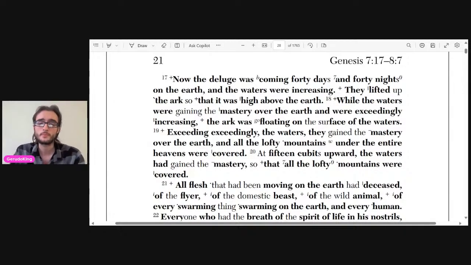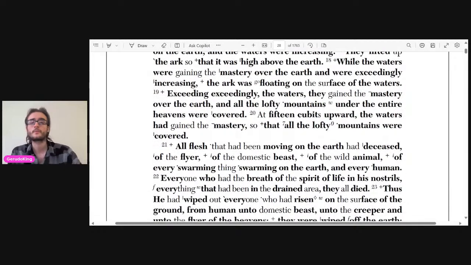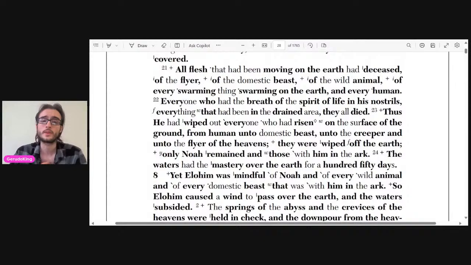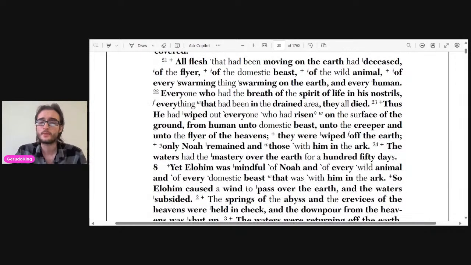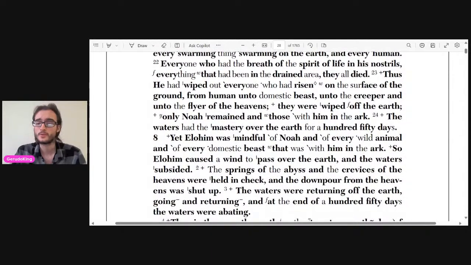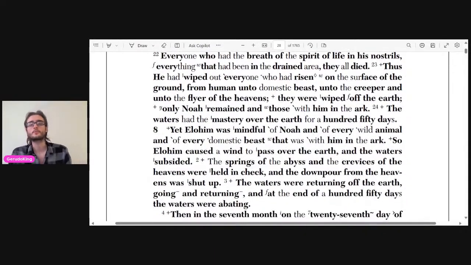All flesh that had been moving on the earth had deceased, of the flyer, of the domestic beast, of the wild animal, of every swarming thing that is swarming on the earth, and every human. Everyone who had the breath of the spirit of life in his nostrils, everything that had been in the drained area, they all died. Thus he had wiped out everyone who had risen on the surface of the ground, from human unto domestic beast, unto the creeper, and unto the flyer of the heavens. They were wiped off the earth. Only Noah remained, and those with him in the ark.